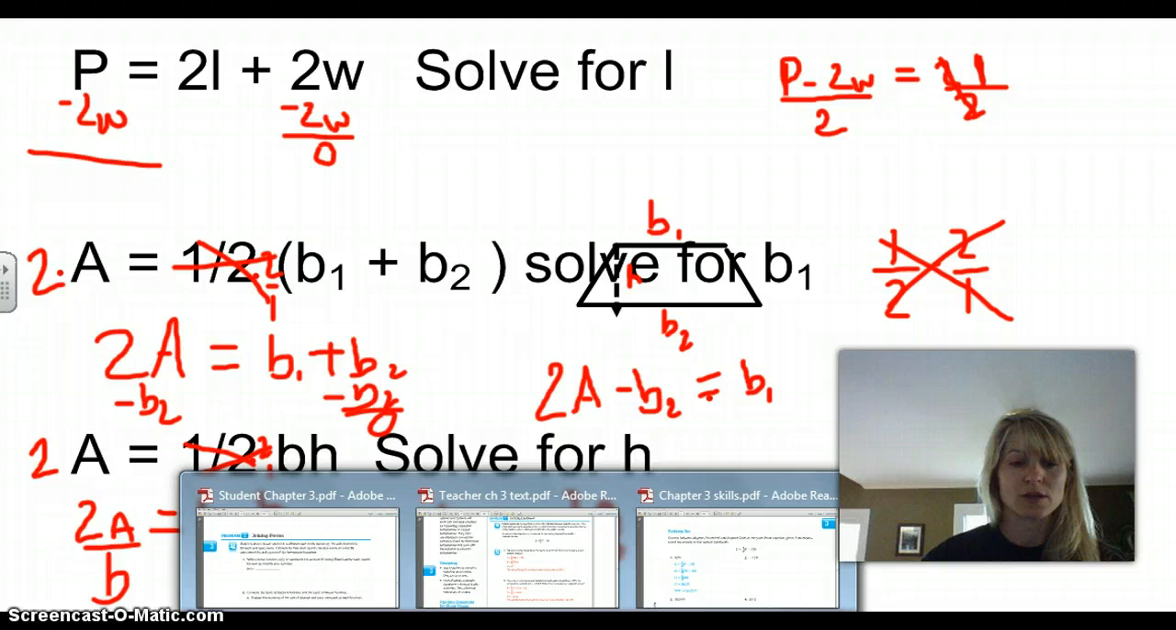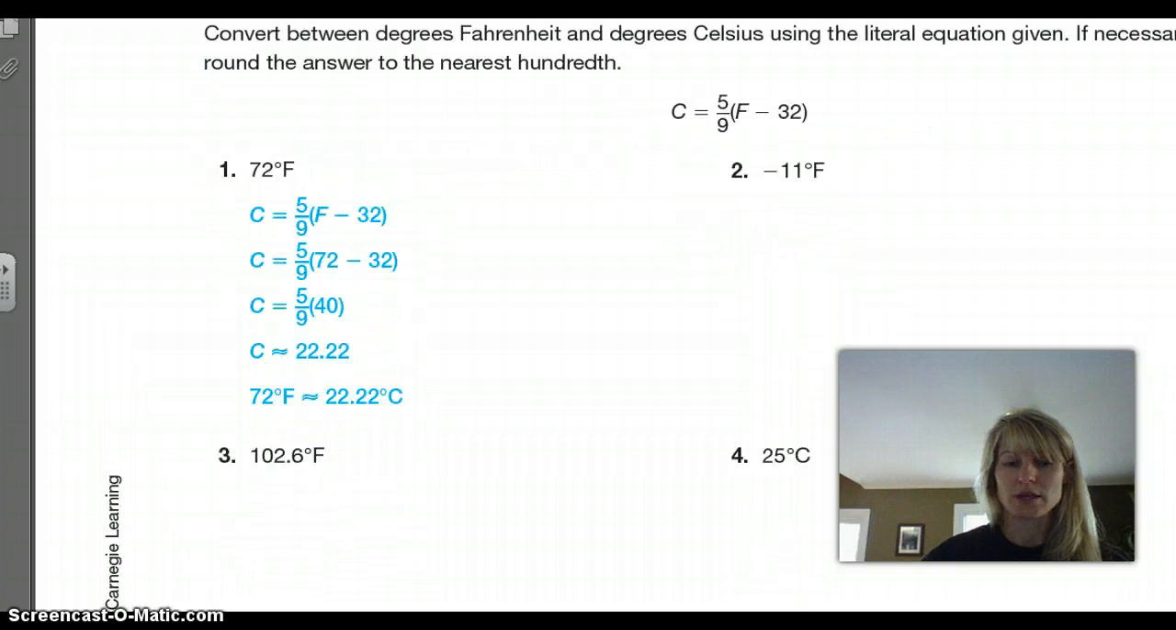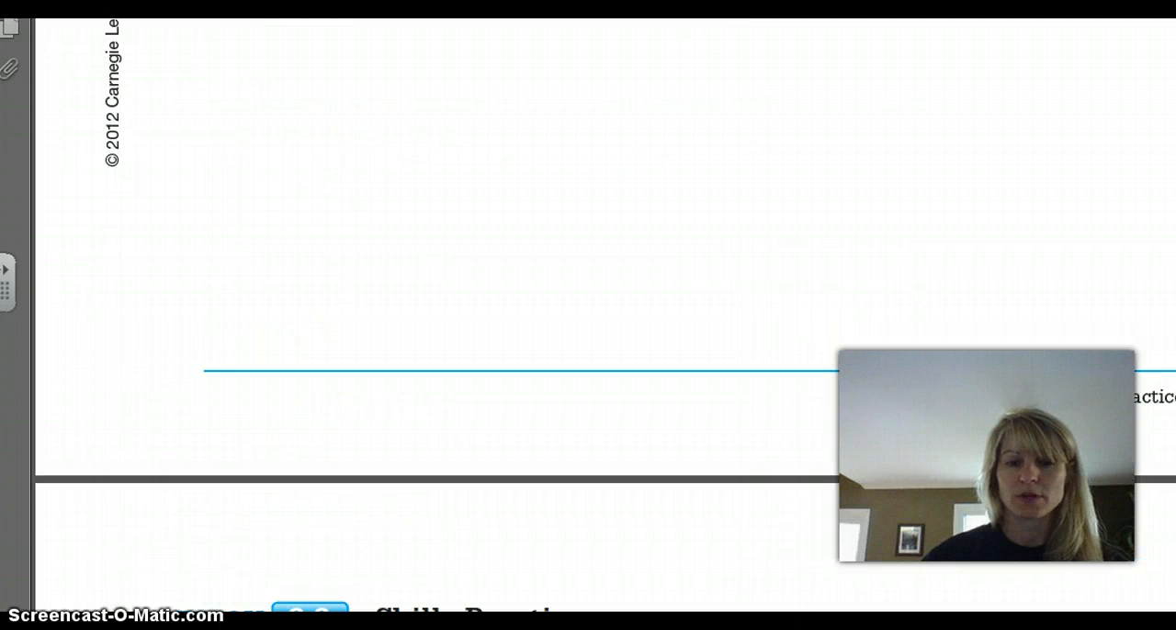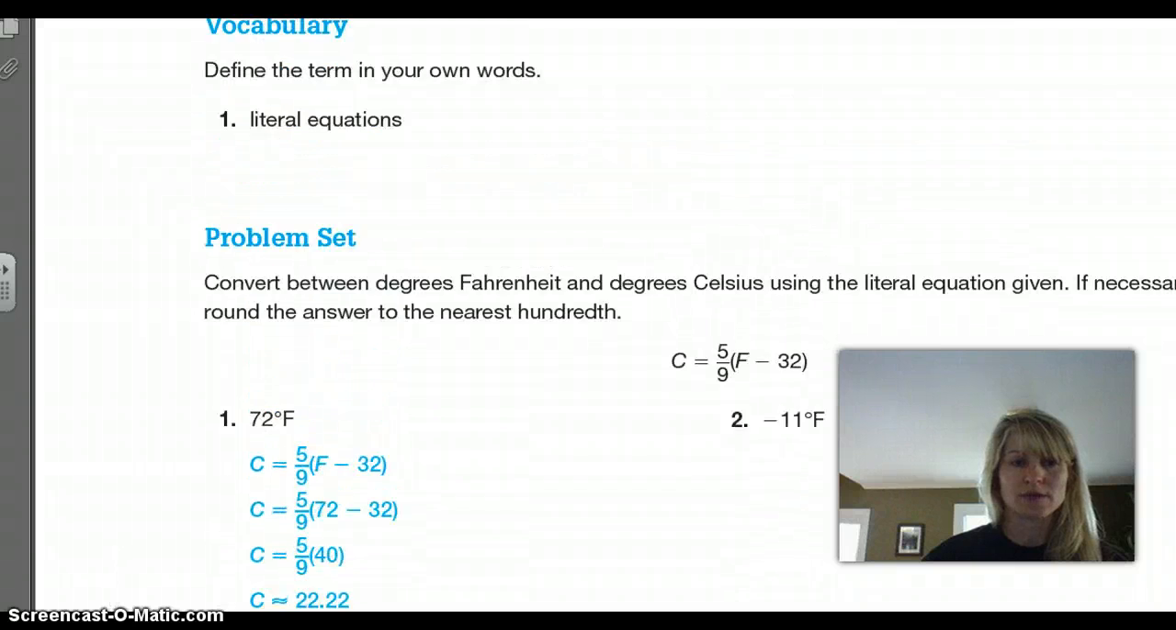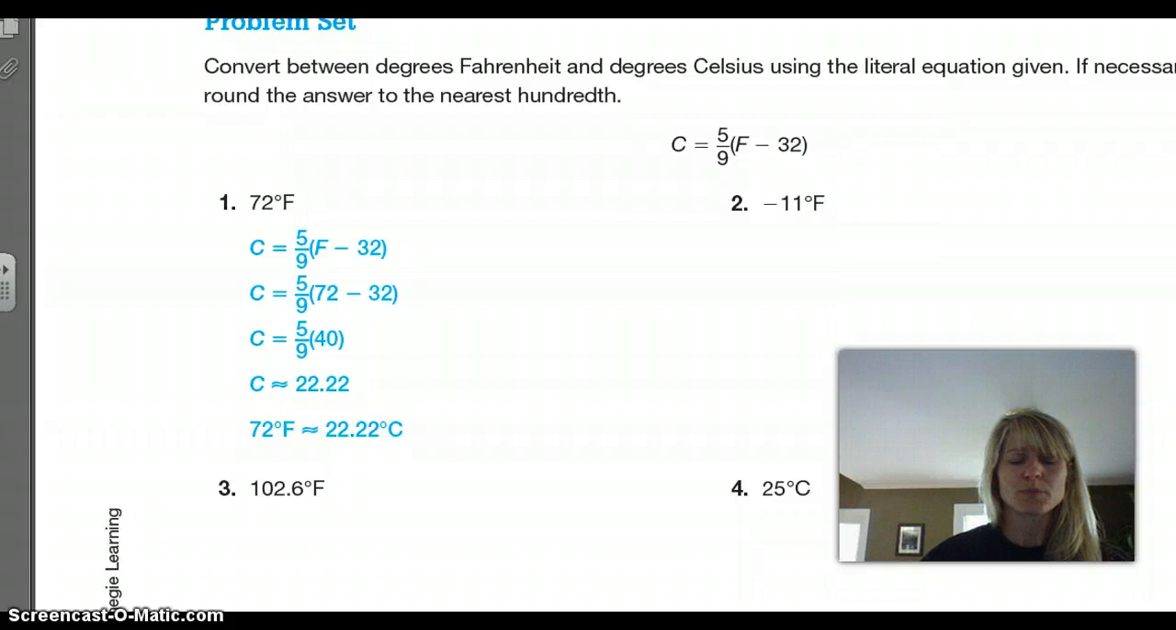So for your homework tonight, you're going to look in your skills book. This is page 341. You can't see it because it's out of the window, but it's page 341. And you're going to just do the problem set. You don't have to do the vocabulary. We just talked about that. And so this one is plugging in and solving, basically. And pay attention to, it says round to the nearest hundredth, and that's 2 places past your decimal, right? So this said 72 degrees Fahrenheit, so I plug 72 in for Fahrenheit, okay? Again, Fahrenheit. Celsius, you could plug in for Celsius, or you could solve for F, which would be good practice.